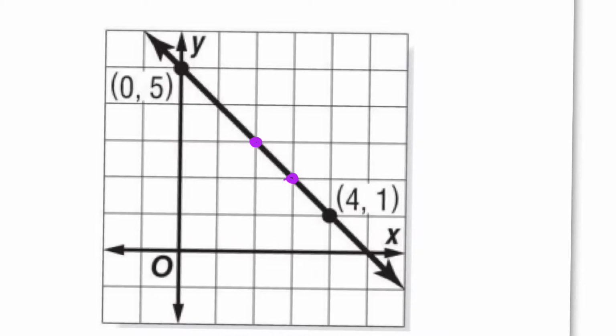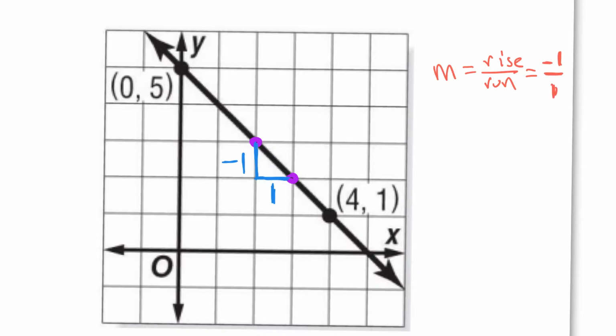Now I'm going to find my rise over run. So my rise from one point to the other one, I have to go down, and my run, I have to go to the right. So I go down 1 step and I go to the right 1 step. So my slope is going to be rise over run. And when you guys have your rise, that's going to be a negative 1, and my run is 1.